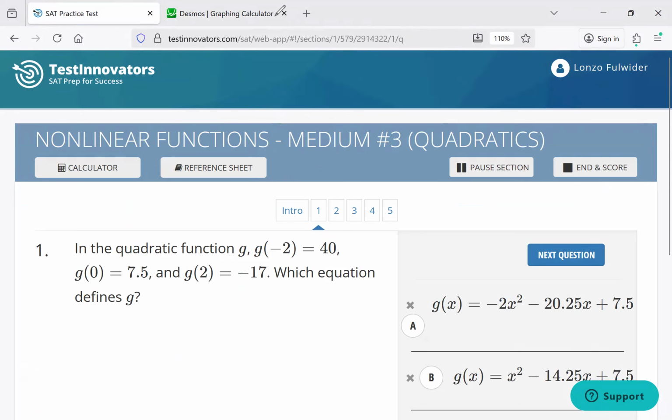Okay, so let's start with question one. In the quadratic function, g of negative 2 equals 40, g of 0 equals 7.5, g of 2 equals negative 17. Write the equation that defines g. So I really don't know how I would put this in Desmos. I really don't. So I'll just show you the algebraic way.